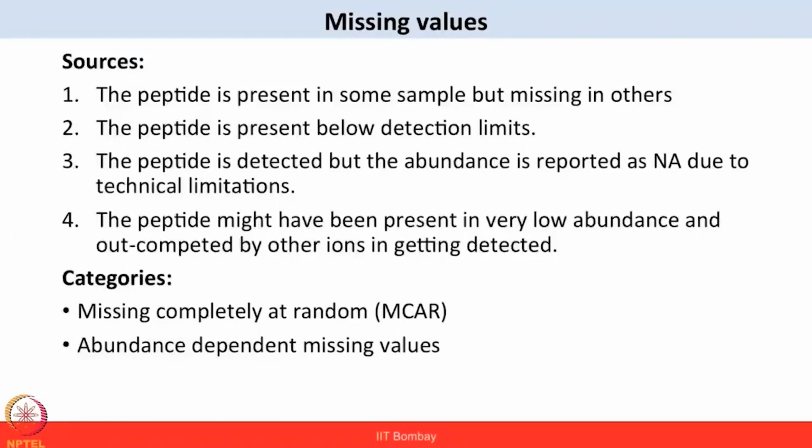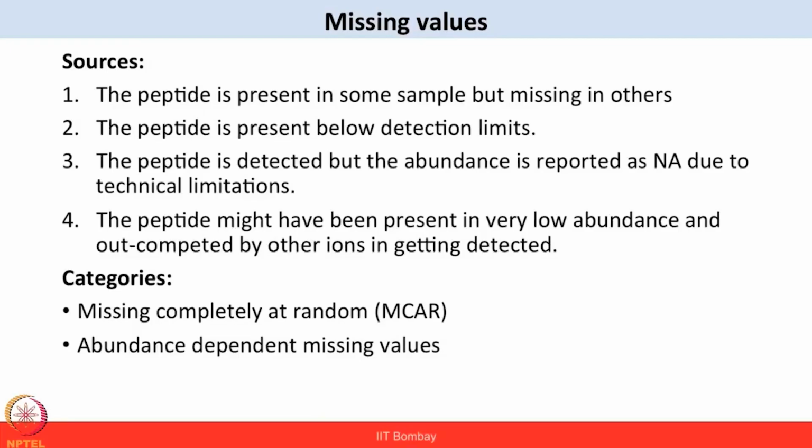The reasons could include that the peptide may be present below the detection limit in the sample, or the peptide is detected but its abundance is reported as NA, not applicable, due to technical limitations. In the data analysis step, missing values can be imputed, and there are many methods for imputation of missing values, and missing value imputation should ideally rely on the reason behind getting a missing value.